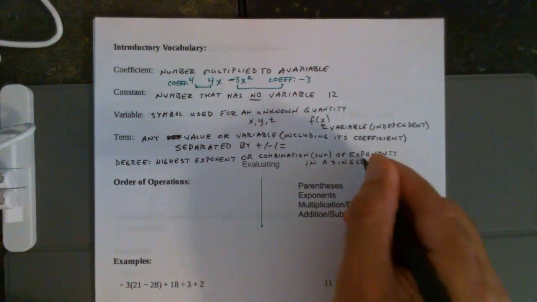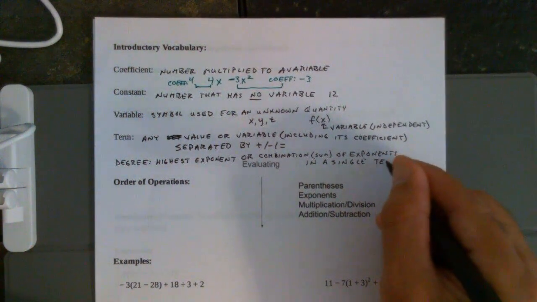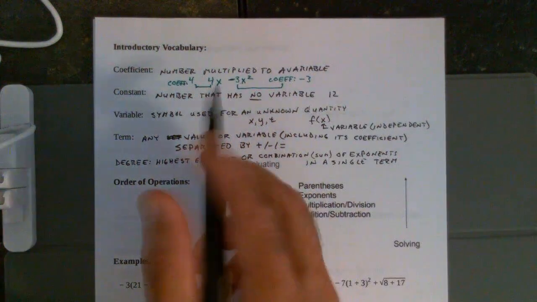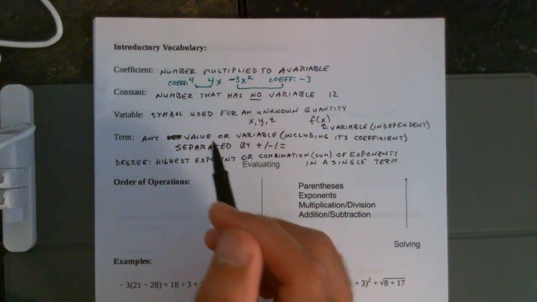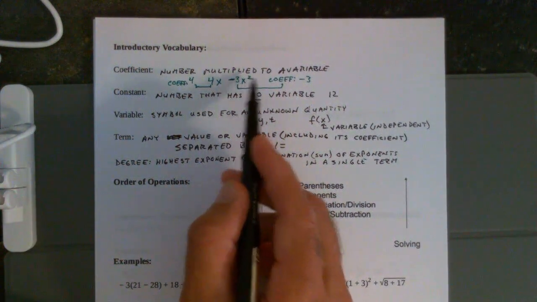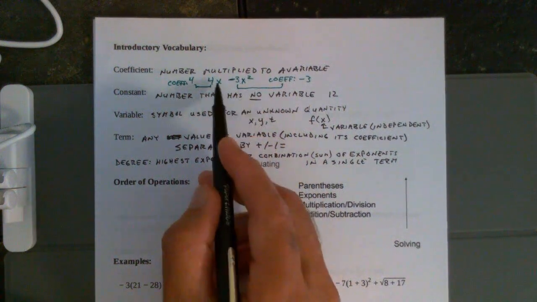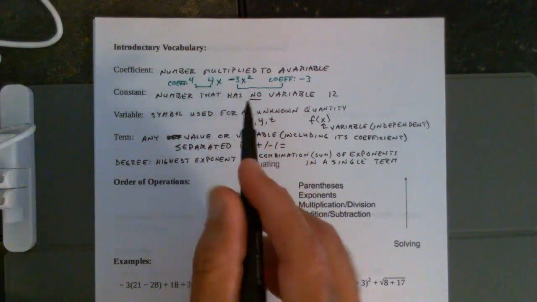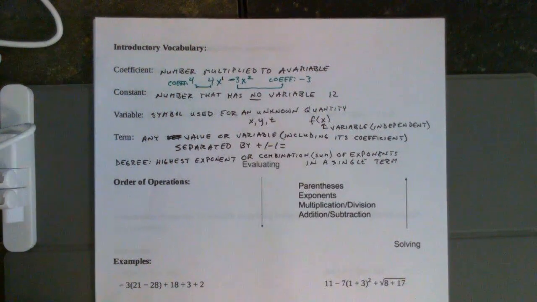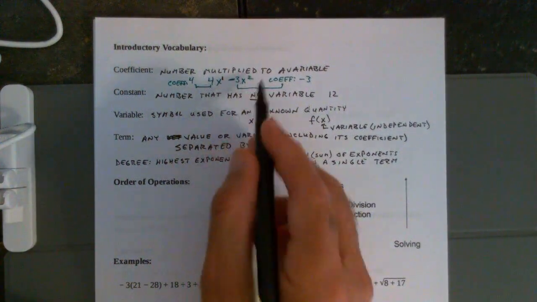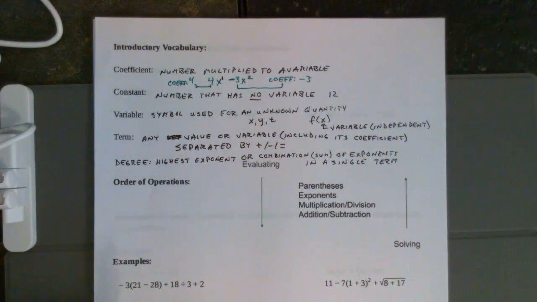So if we look back up to the green, where I wrote up here 4x minus 3x squared, the degree is 2 because the highest exponent that we have is a 2. This, of course, is x to the first. So the degree here would be 2.